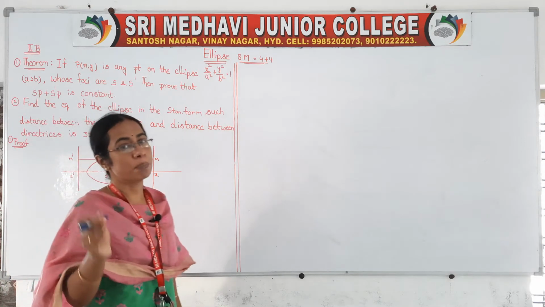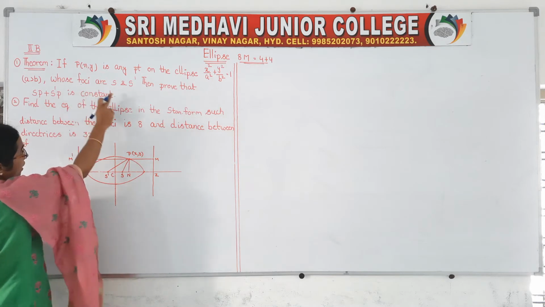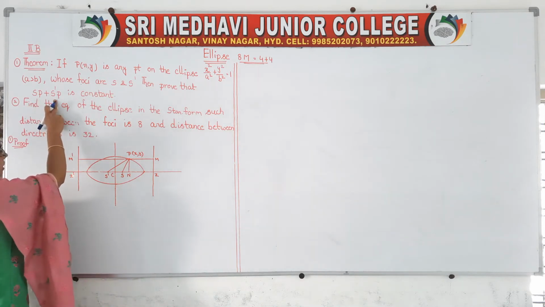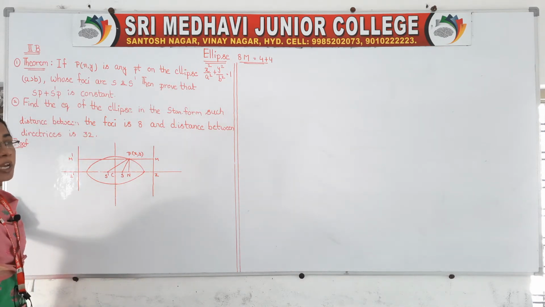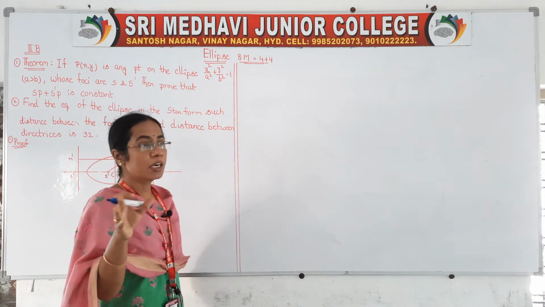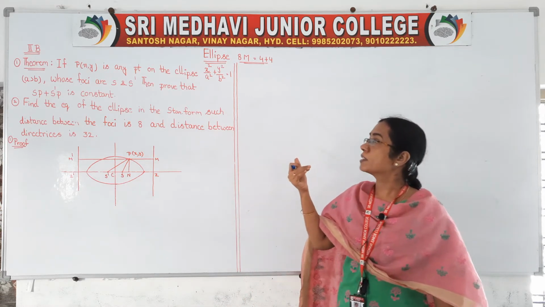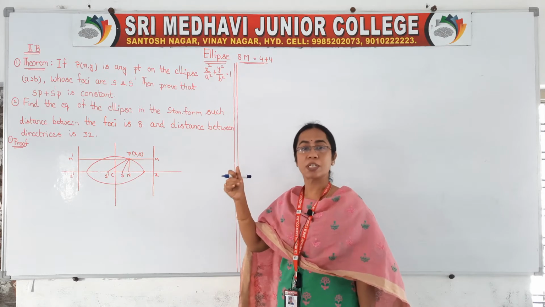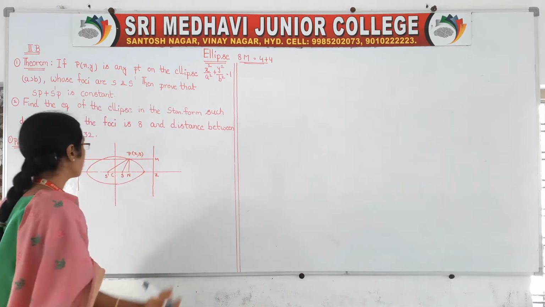Here, whose foci are given to us as S and S dash, prove that SP plus S dash P is equal to a constant. This is the theorem we have to prove. If we take the standard ellipse equation with two foci S and S dash, and P is any point on the ellipse, then we have to prove that SP plus S dash P is some constant value.